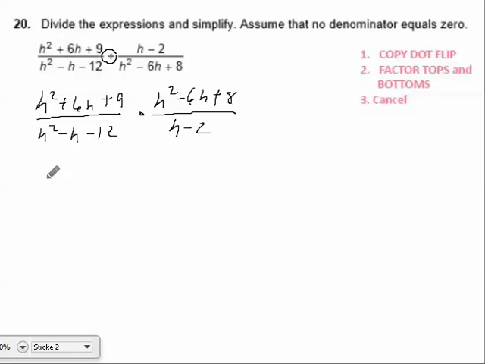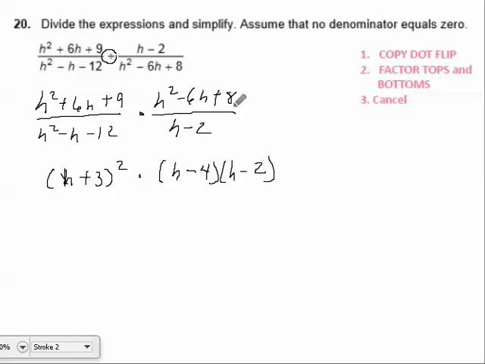Okay? And this one on top is going to factor to h plus 3 squared. Where did I get that? Well, I took half of 6, that was 3. 3 times 3 is 9, so that became my factor there. I see that one. Okay? This one over here is going to be h minus 4 and h minus 2.